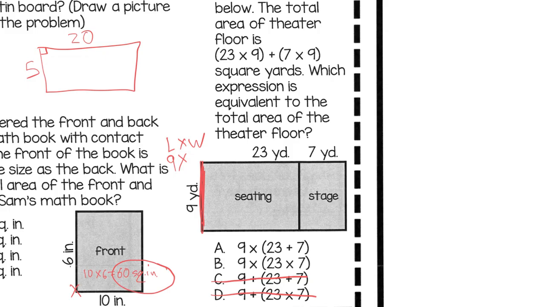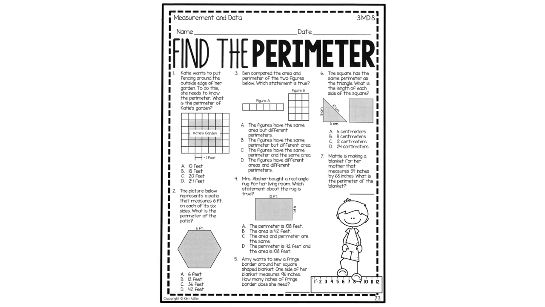And then where's the width? I'll do this in blue. Here's the width. That's the whole width right there. That's 23 for this section here and 7 for this bit here. So what is the whole width? Well, that would be 23 plus 7. So I'm going to let you decide whether you're going to do answer A or answer B now that you know that. And when you're ready, you can meet me on the next page.